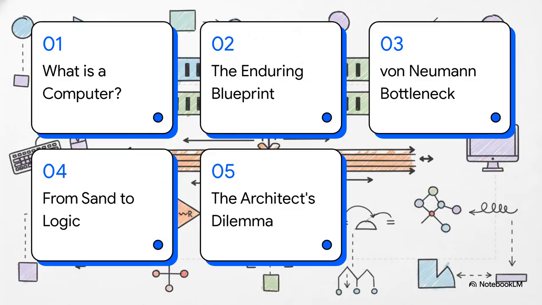All right, so where do we begin? Well, we'll start with the most basic question of all. What even is a computer? From there, we'll dive into the 80-year-old blueprint that, believe it or not, still runs our world. Then we'll expose its biggest flaw, see how it's all built from tiny little switches, and finally, get to the core trade-off that every single computer designer has to struggle with.